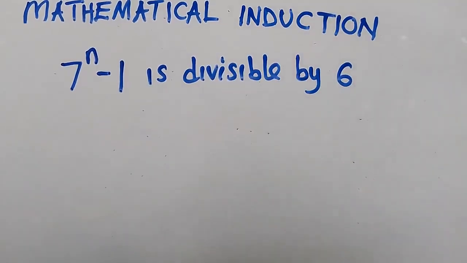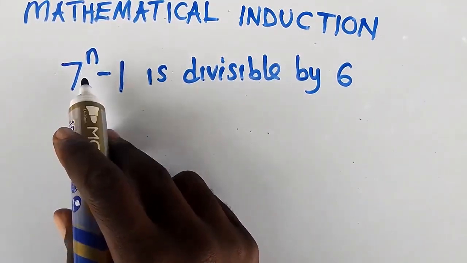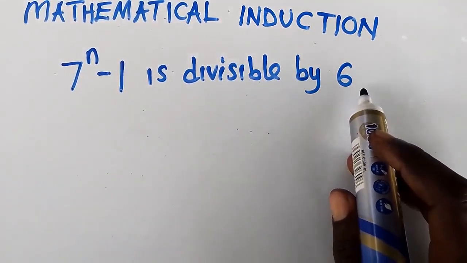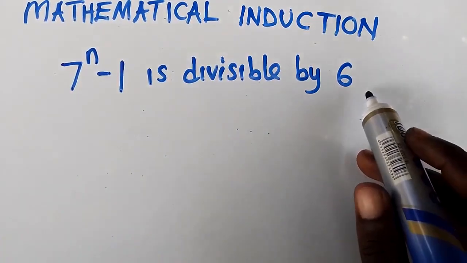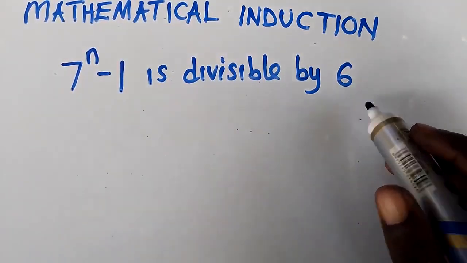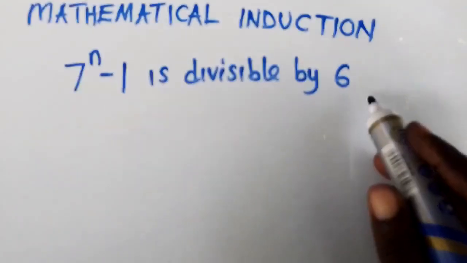This is another question that we may encounter. The question is saying, prove by mathematical induction for n a positive integer that 7 power n minus 1 is divisible by 6. This is what we need to prove. So you are proving by mathematical induction that 7 power n minus 1 is divisible by 6.